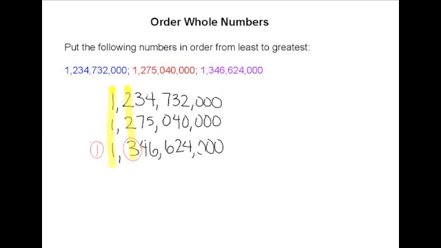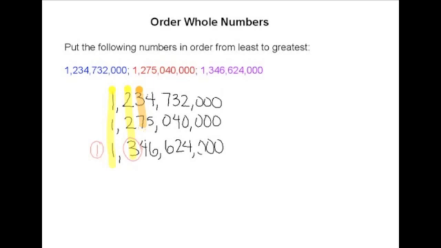Okay? So next, I'm going to keep moving right because I still have to decide which of these two numbers comes second in order and which is the smallest in the order. So now I'm going to move to the 10 millions place. And I'm going to see that these two digits are different.